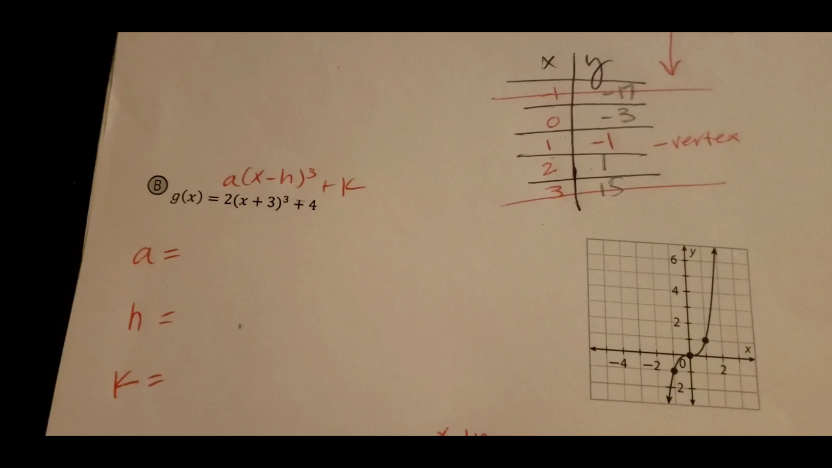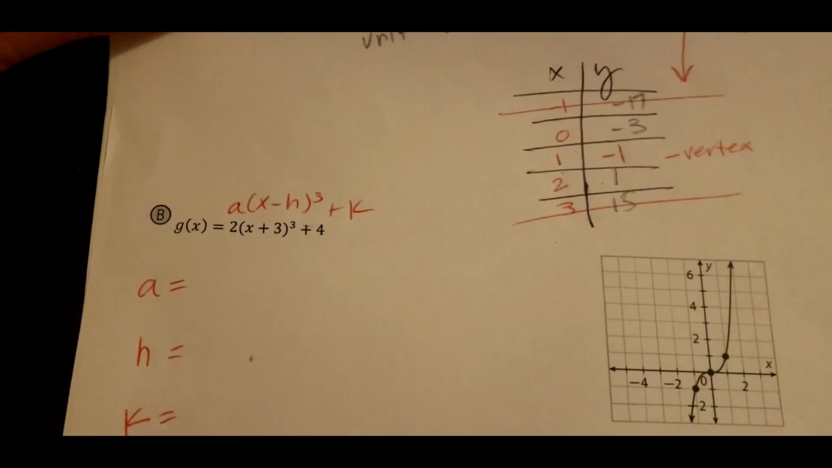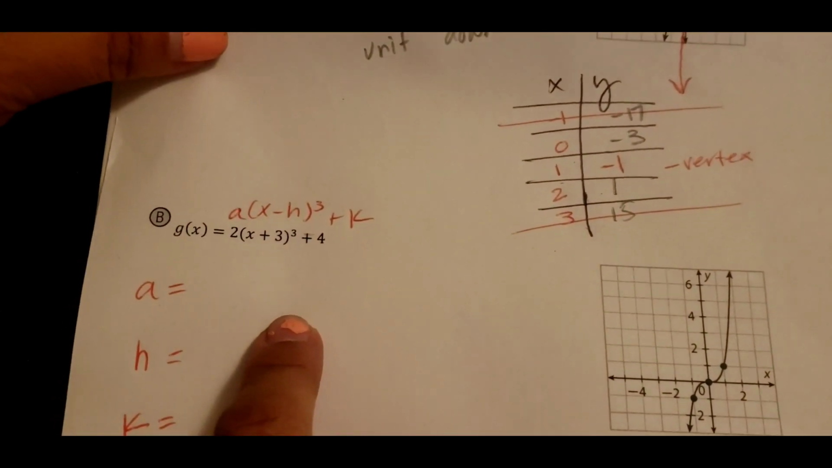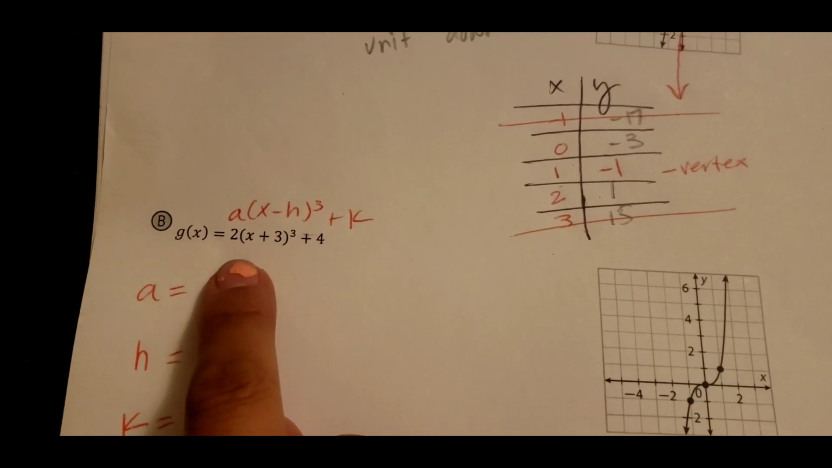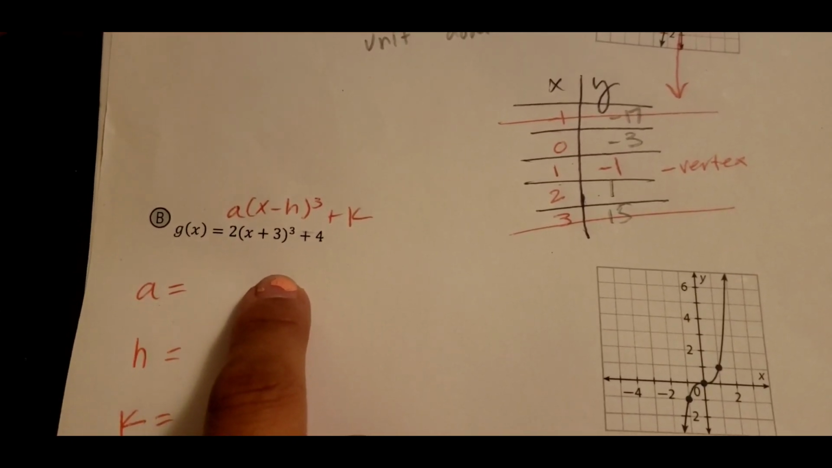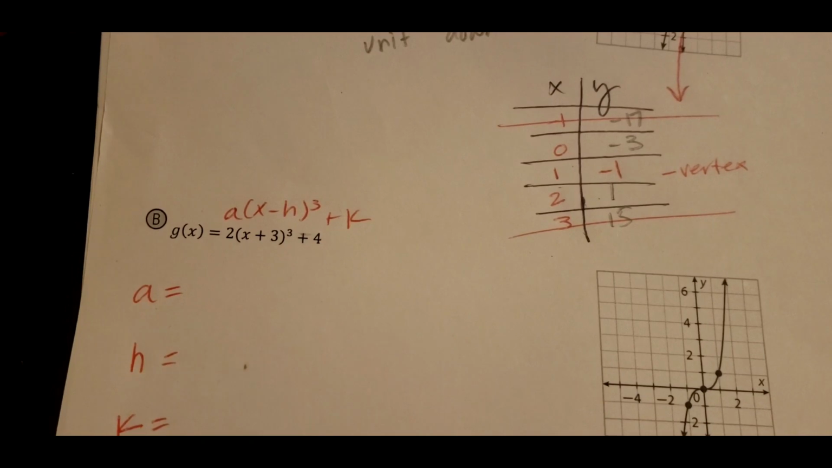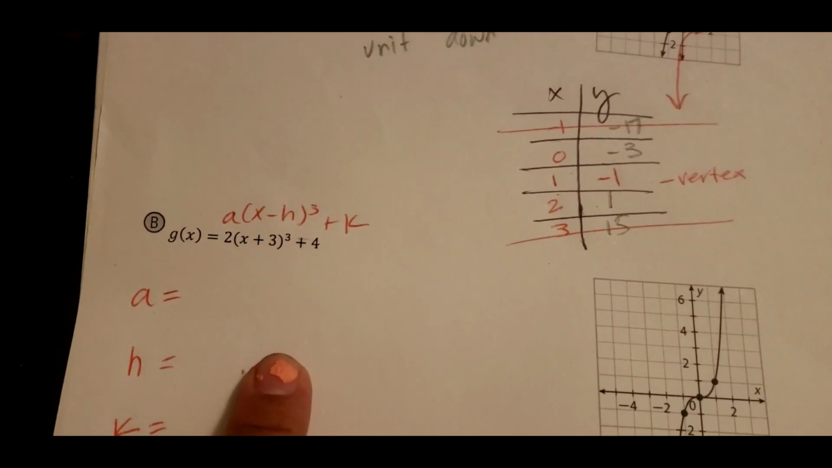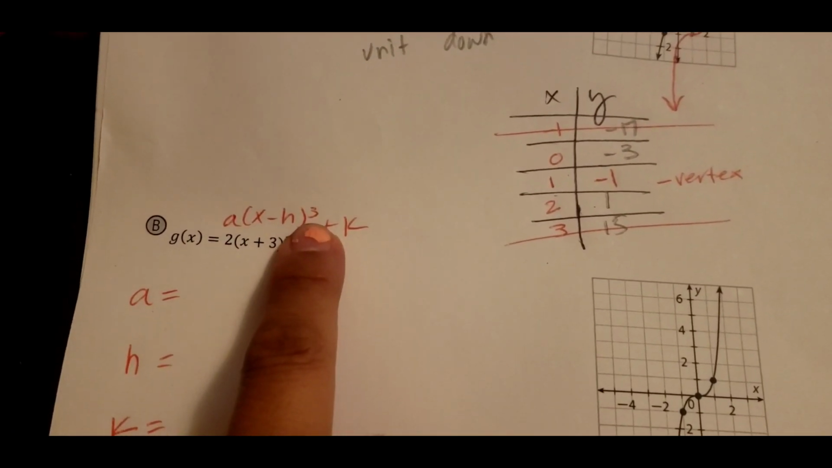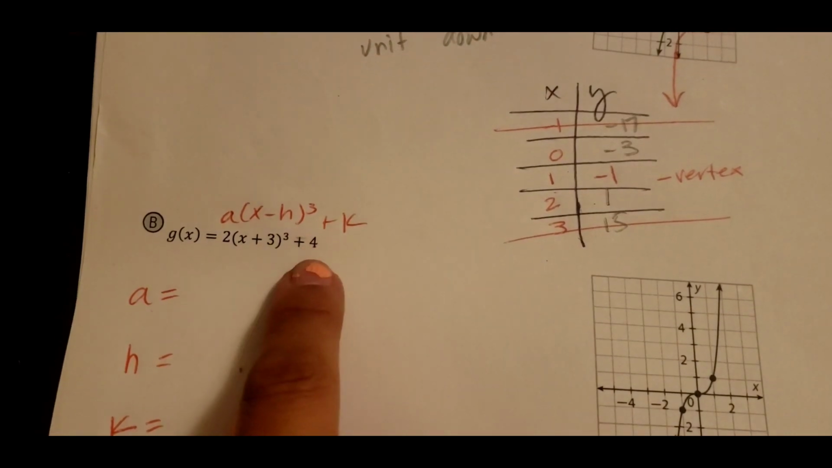All right, boys and girls, now we're going to move on to example B. And then our equation is g of x equals 2 times the quantity of x plus 3 cubed plus 4, okay? And then as I was writing this down, I realized that on the top, I put squared instead of cube, and I apologize. It should have been cube, okay?